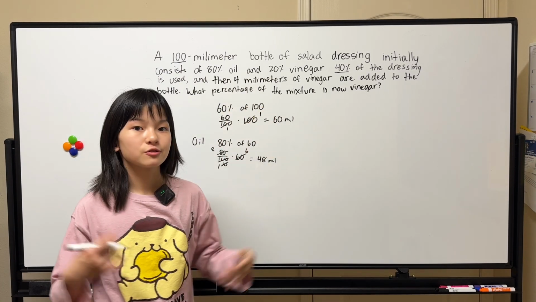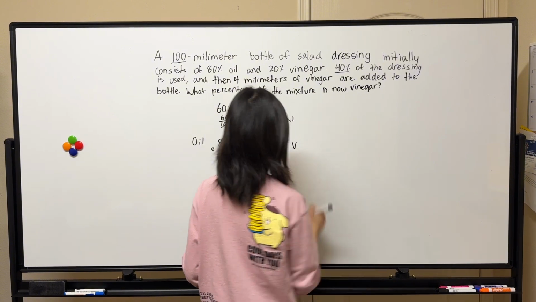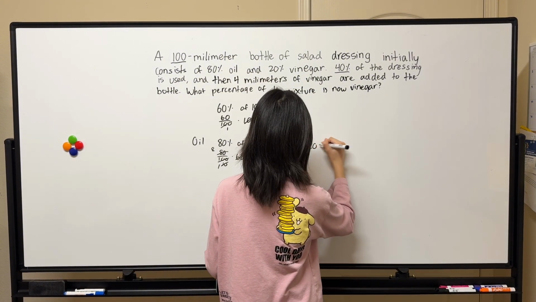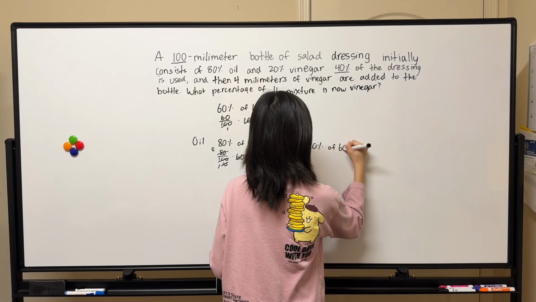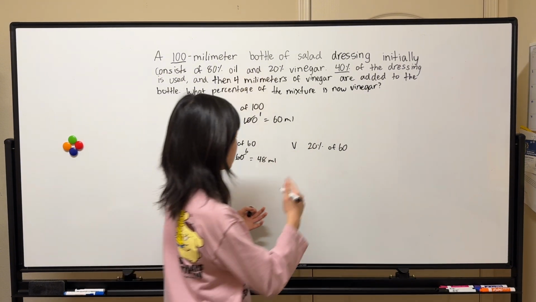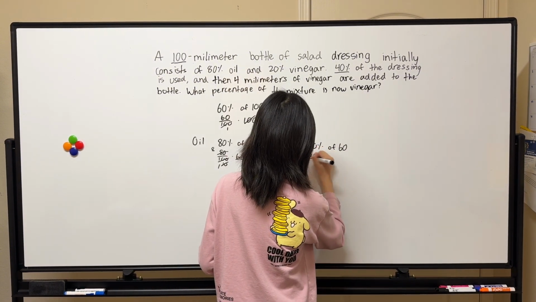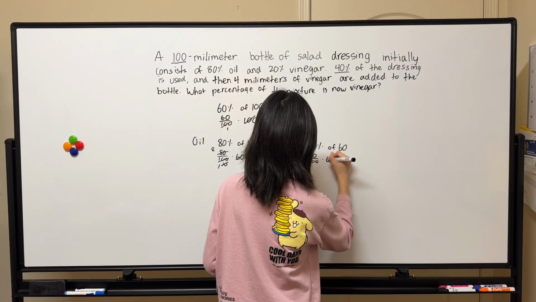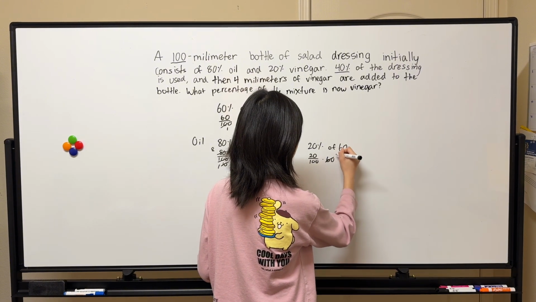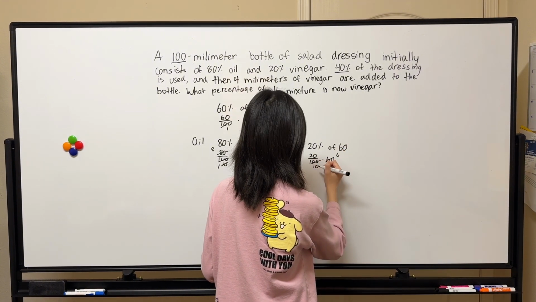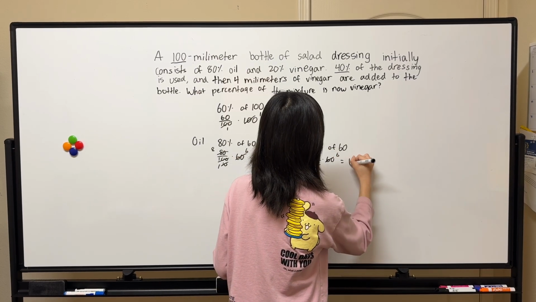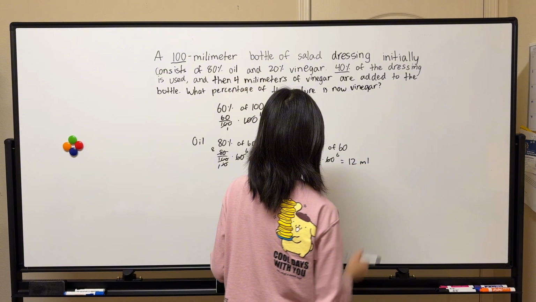Now let's do the same steps for vinegar. I write V. Vinegar is 20%. So we can try finding 20% of 60. So 20% of 60, we can repeat the same steps. 20 over 100 times 60. And there's a common factor of 10. So 60 turns into 6, and 100 turns into 10. 10 and 20 have a common factor of 10, so we can cancel those out too. And this gives us 12 milliliters.